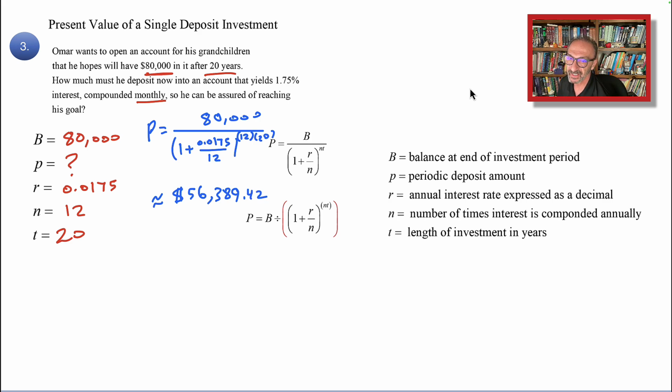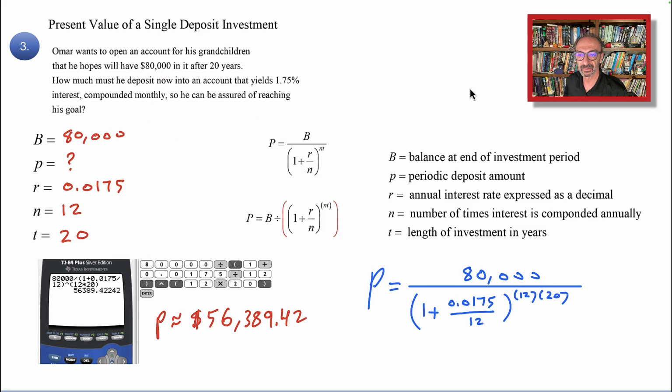So the present value should be that much, 56,000 something. In 20 years, with that interest compounded monthly, that will add up to a balance of $80,000. That is number 3 with the calculator and the keys that I typed on the calculator. One more and we'll be totally done.